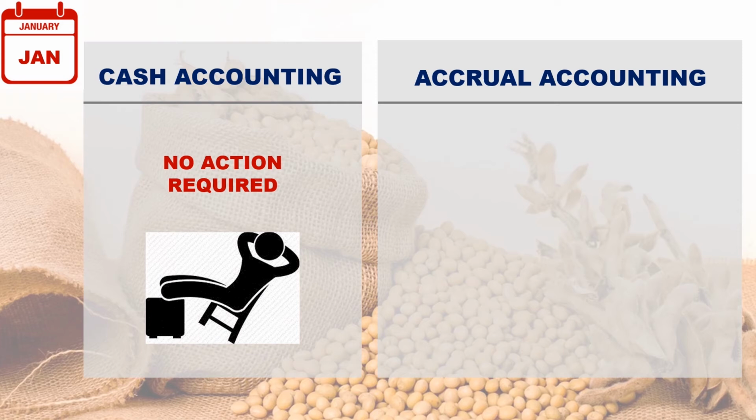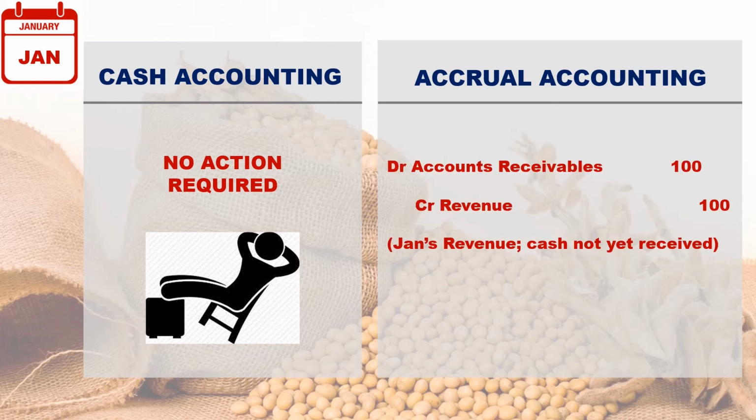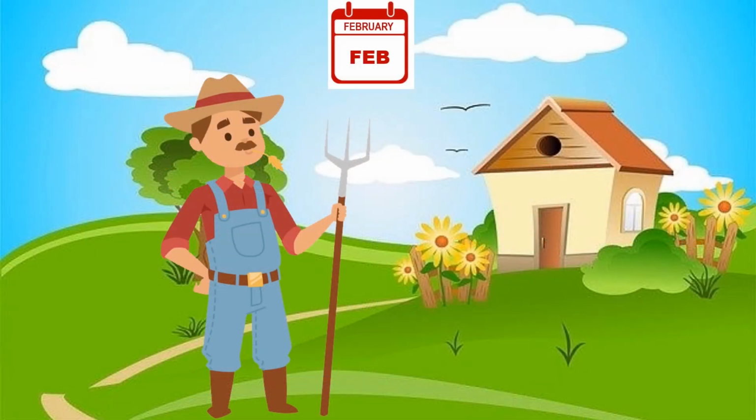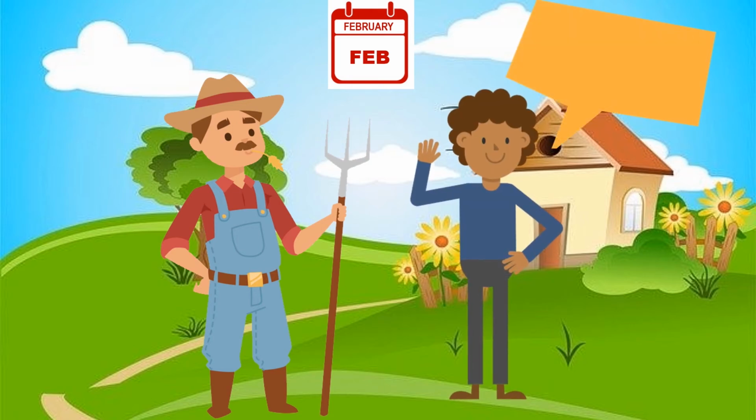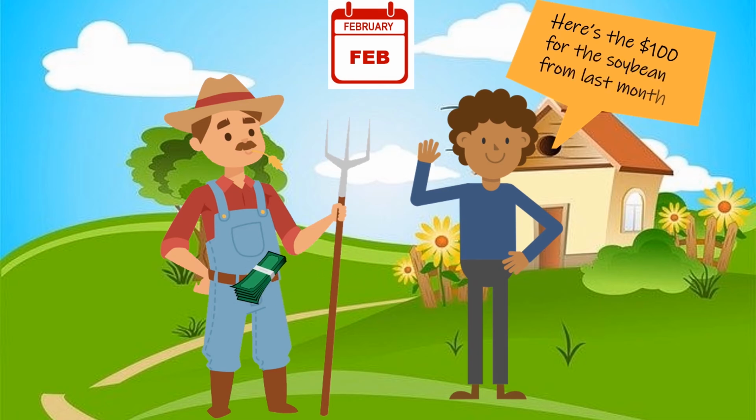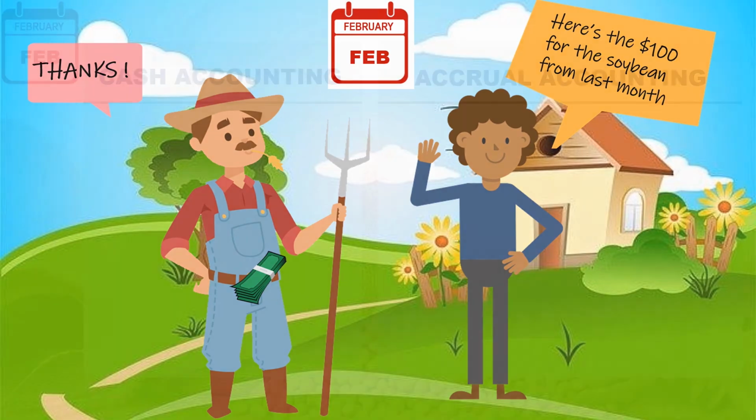On the other hand, under accrual accounting, even though the cash was not received yet, Bob has to recognize the revenue when it is earned. So, the journal entries to record this transaction will be debit accounts receivable, as cash is not yet received, and credit revenue. In the following month, February, James paid Bob $100 for the soybeans that he got from the previous month. Let's take a look at how Bob's revenue will be recorded differently under cash and accrual accounting.